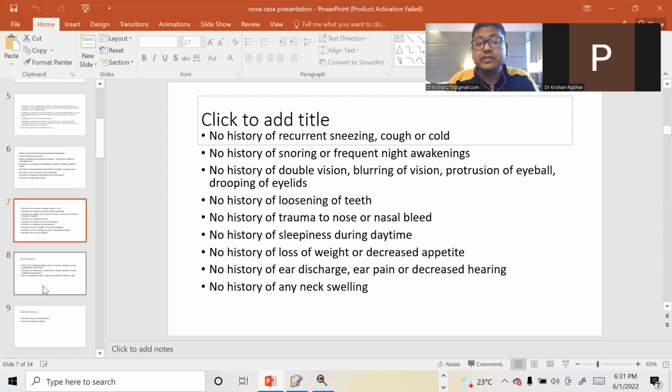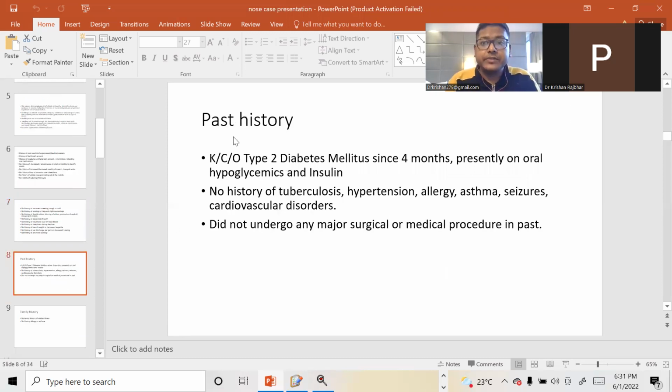So you should know the significance of it. Coming to the past history, the patient is a known case of type 2 diabetes mellitus since 4 months, presently on oral hypoglycemics and insulin. No history of tuberculosis, hypertension, allergy. In granulomatous disease like TB, there is a septal perforation, which is one of the common diseases of the nasal septum. So you should rule out tuberculosis also.